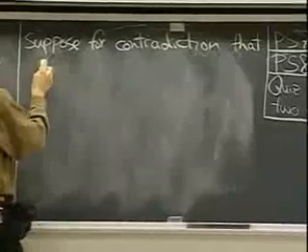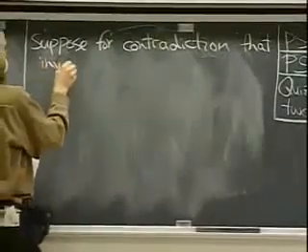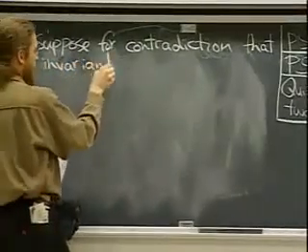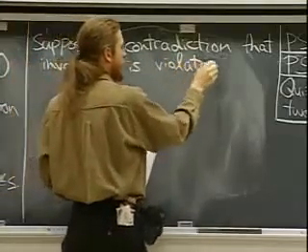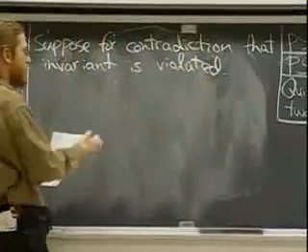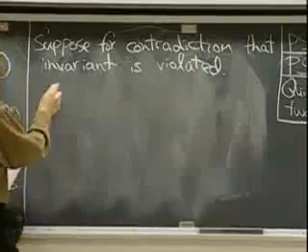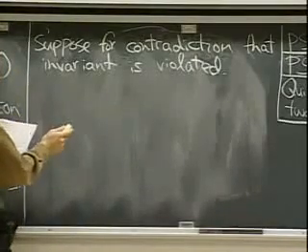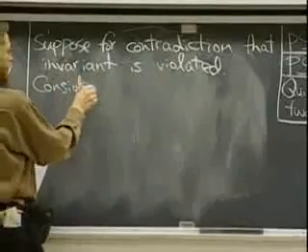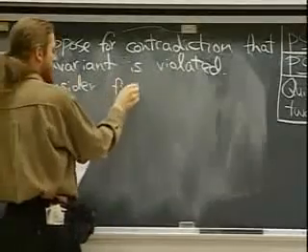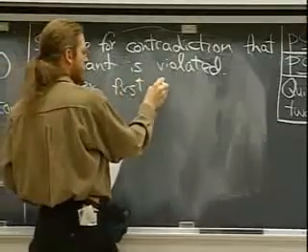So suppose, for contradiction, that the invariant is violated. So we'd like to use the violator and find a contradiction. So it's going to be violated. So let's look at the first violation, the first time it's violated. So this is essentially, again, a proof by induction.